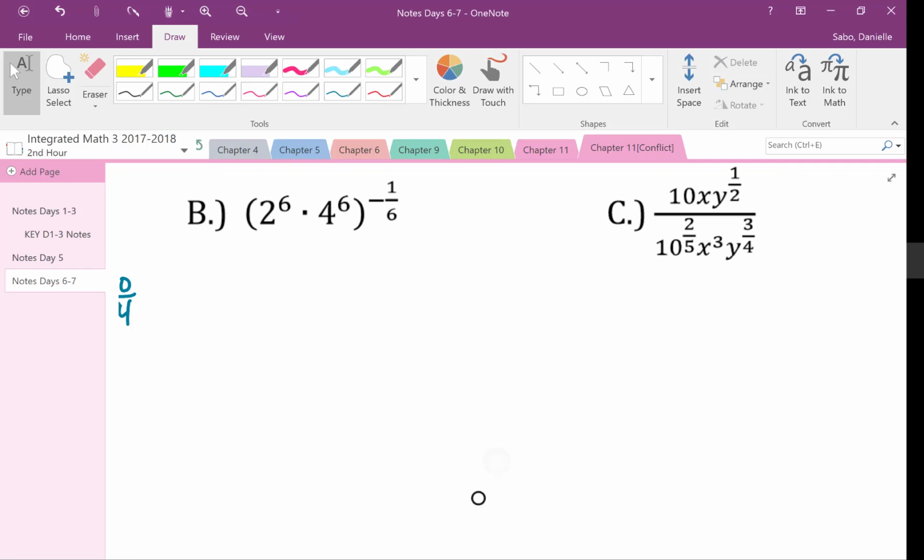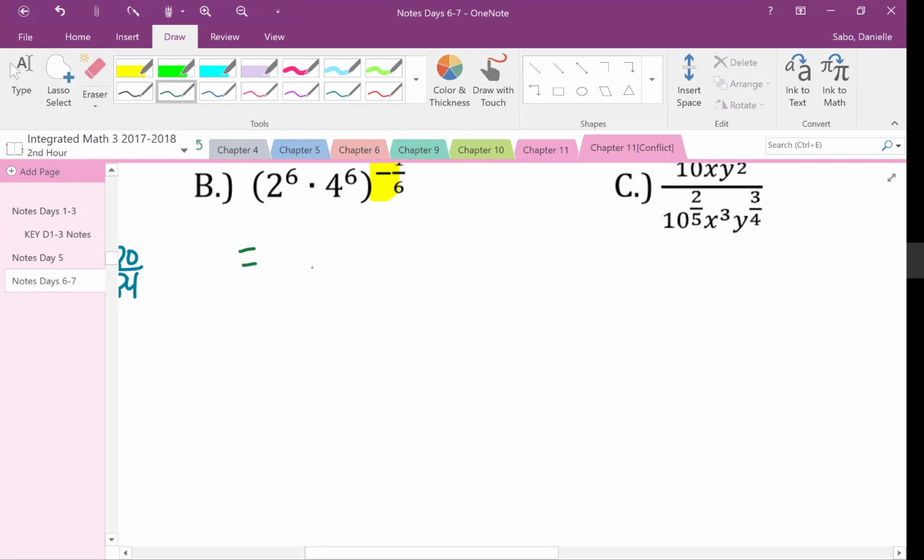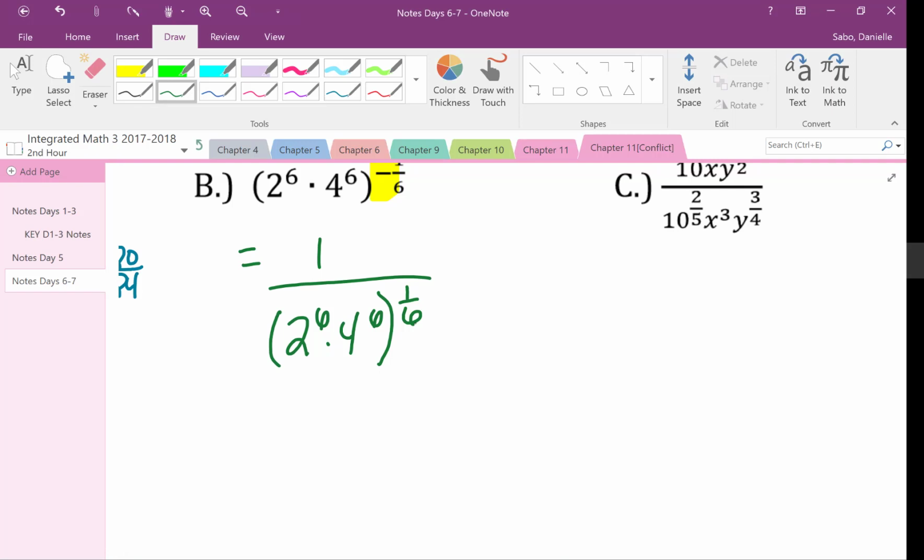Okay, so there's a few ways you can do this. First way, some people want to distribute both first. Someone just said that they wanted to bring everything to the bottom first. It doesn't matter. You can do either or. So someone said they wanted to bring it all to the bottom first, so that's what we're going to do. I have 1 over 2 to the 6 times 4 to the 6, all now to the positive 1/6. That's what someone wanted to do, and that's totally fine. You could have distributed first. You would get the same answer as us.